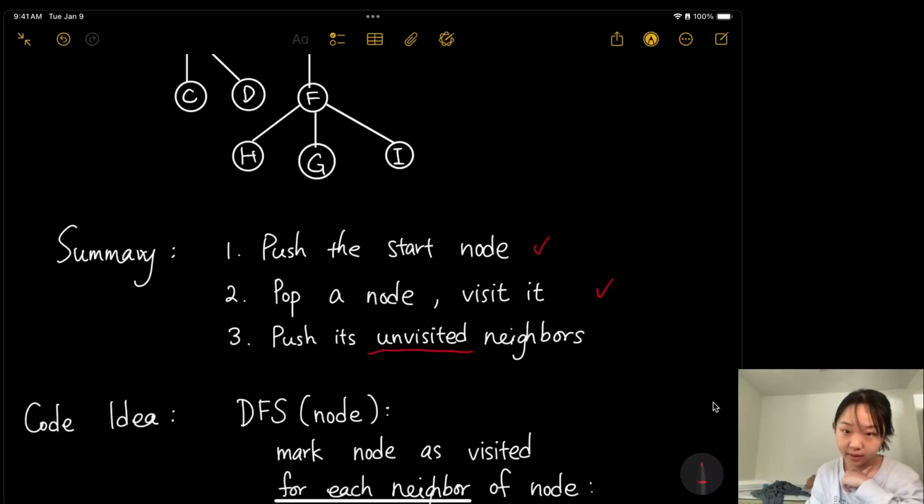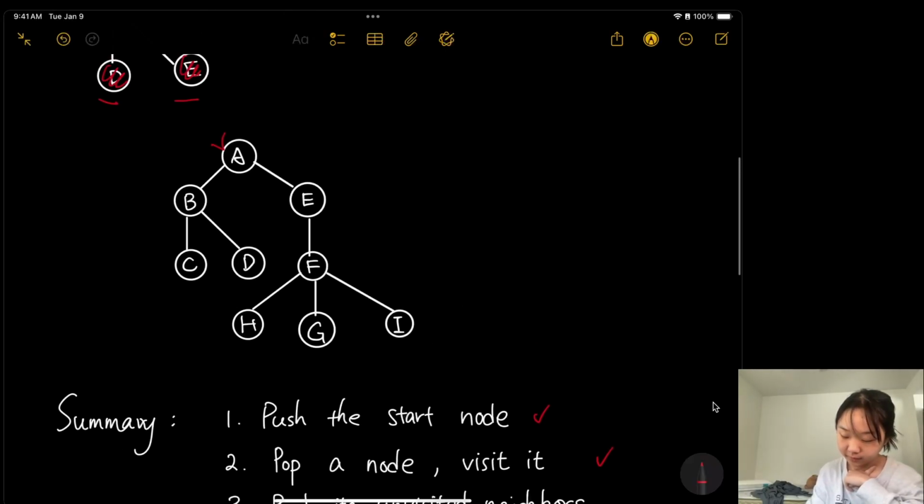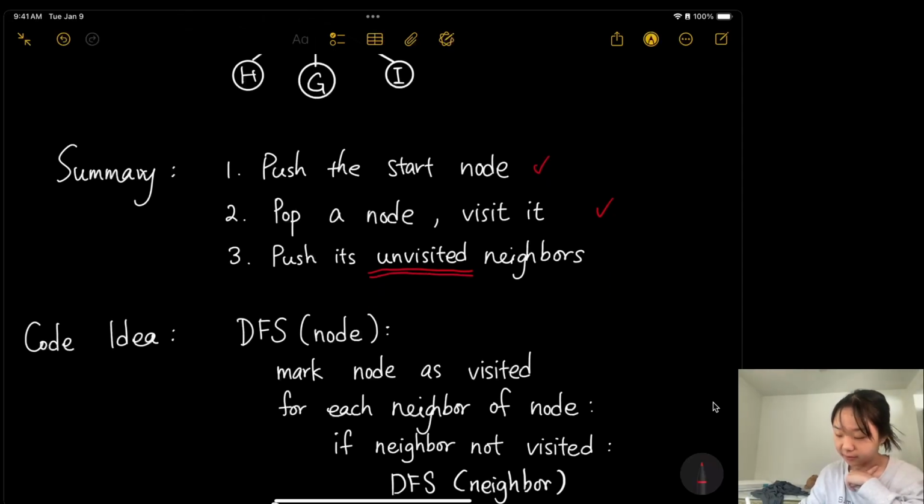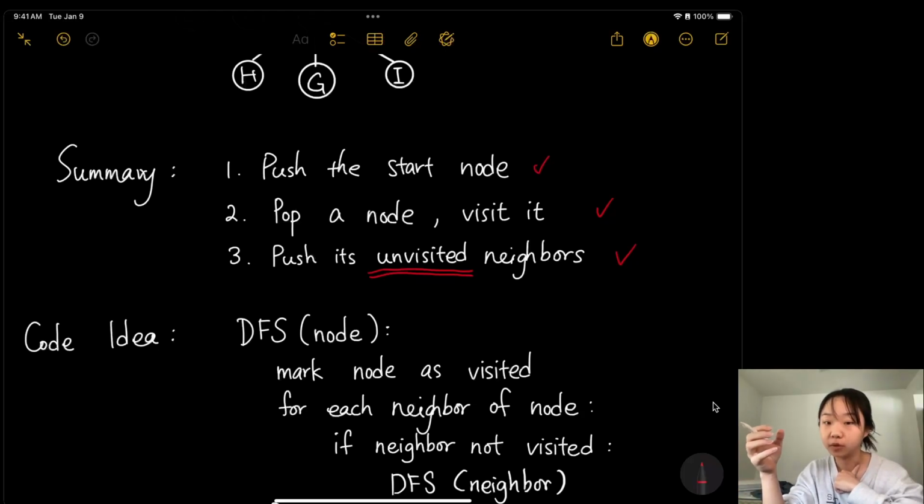So unvisited here is really important. Otherwise, for example, you visited A, you visited B, and when you look at neighbors of B, A is also a neighbor of B, right? But we don't need to visit it again. That is just redundant because it already has been visited. So unvisited here is very important. And we will flag every node with visited, true or false. So if it is visited, you'll know that you don't have to push it anymore.